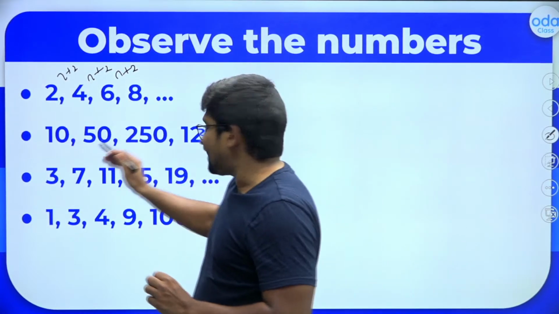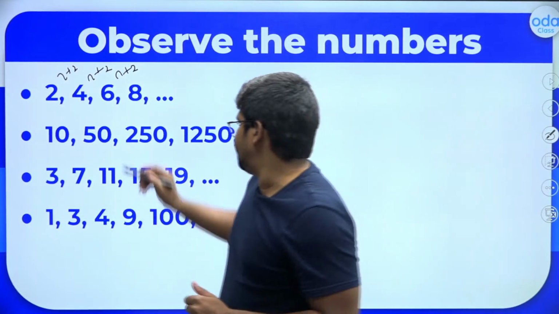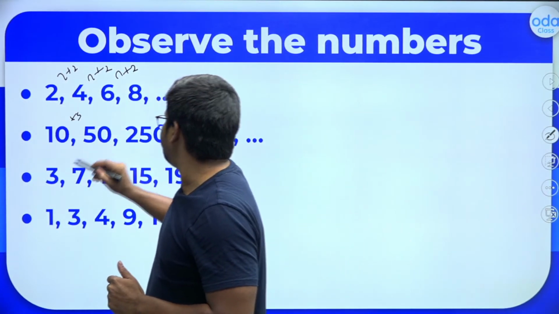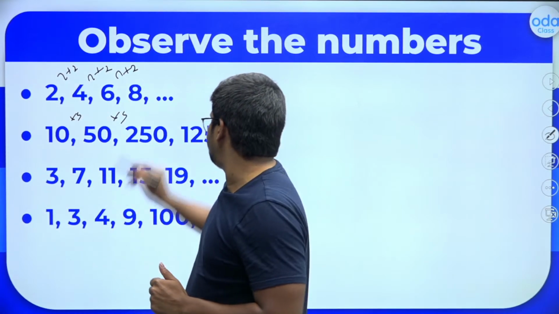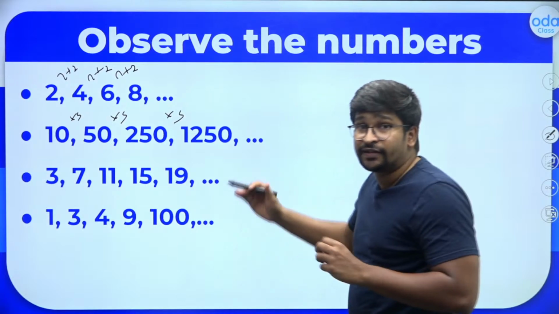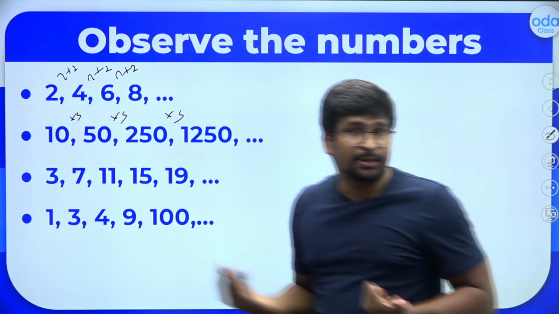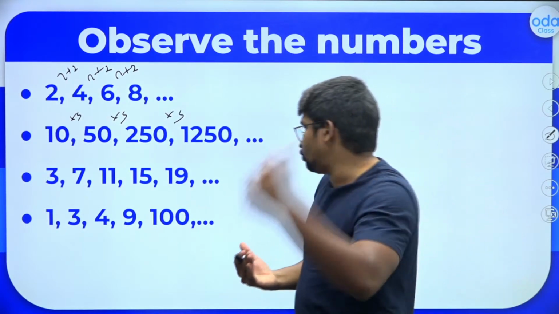Likewise, in 10, 50, 250 and 1250, what do you find here? 10 into 5 is 50. 50 into 5 is 250. 250 into 5 is 1250. So there is also a rule. What is the rule? Any number can be found by multiplying a constant number to the previous number. Yes or no? That's the rule.